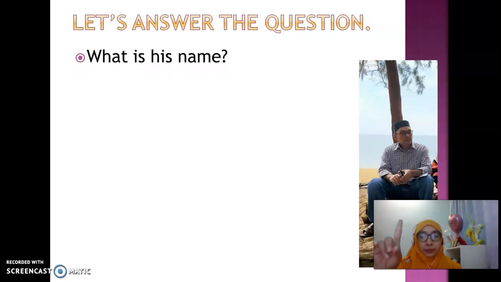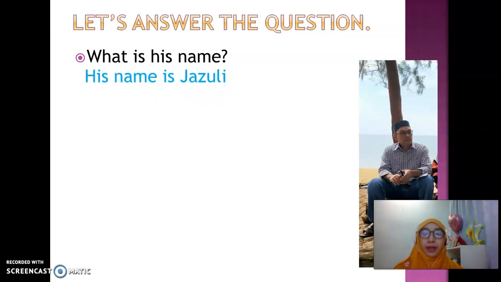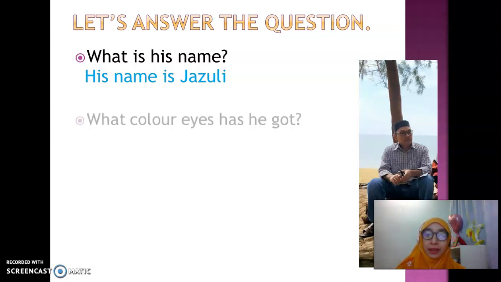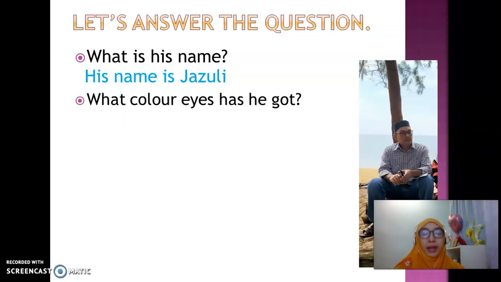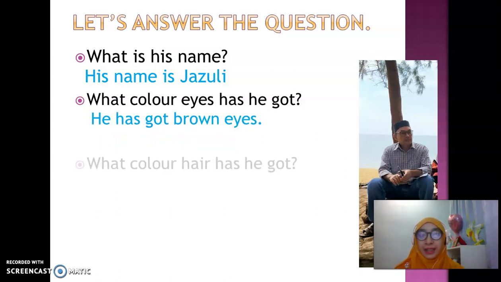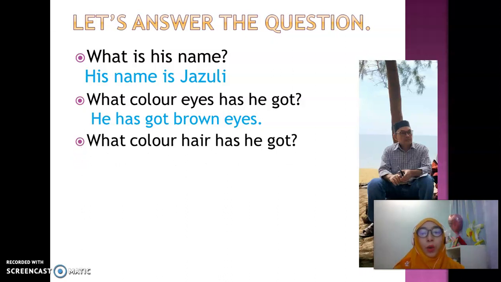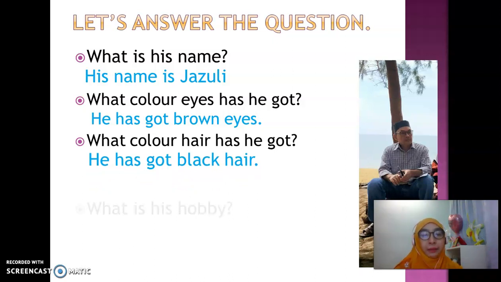The first question, what is his name? His name is Jazuli. The second question, what color eyes has he got? He has got brown eyes. Question number three. What color hair has he got? He has got black hair.